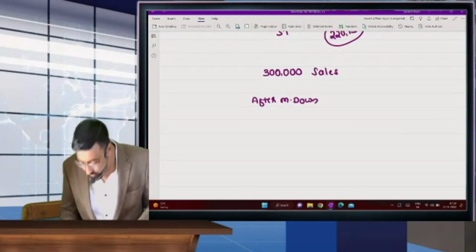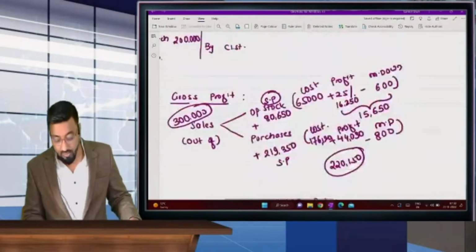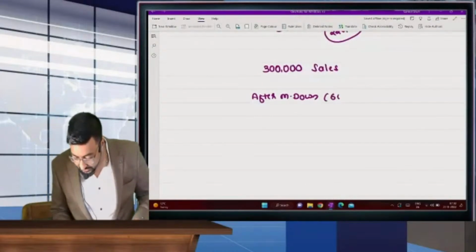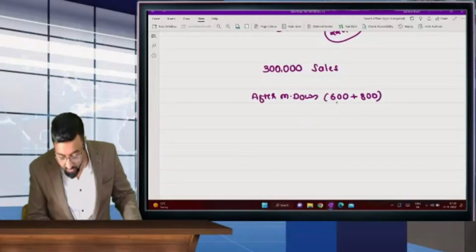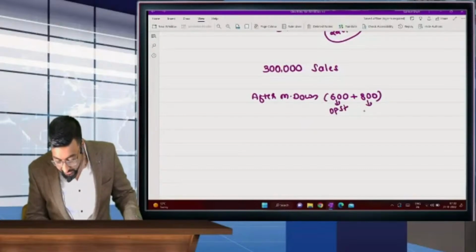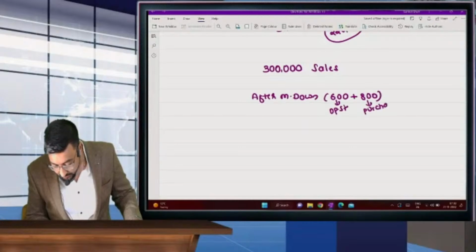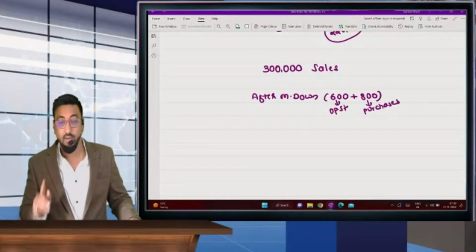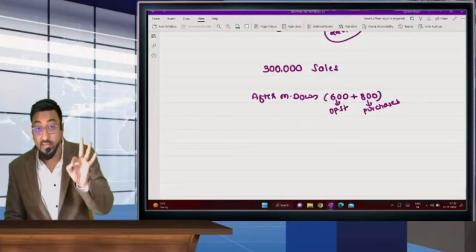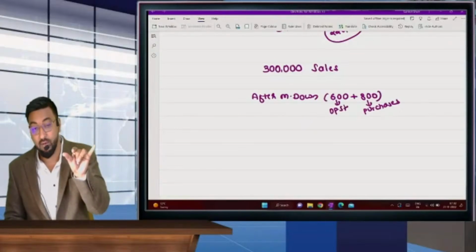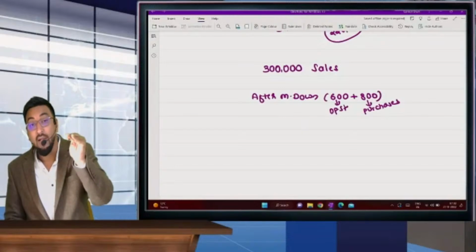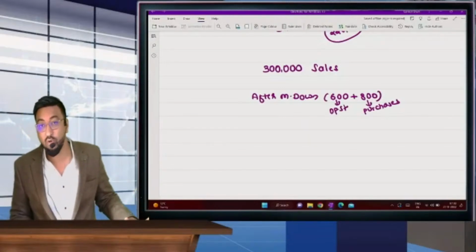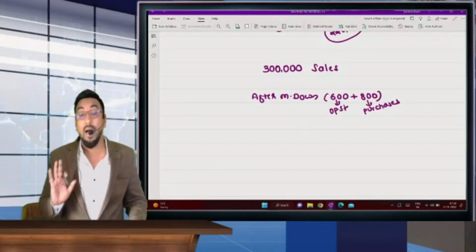After markdown, okay. What is the markdown price? 600 and 800. 600 in opening stock, which you totally sold, and 800 out of purchases. So not 1,200. Why? Because 1,200 is the total purchases markdown. Out of 1,200, 800 I sold and 400 is in my closing stock.